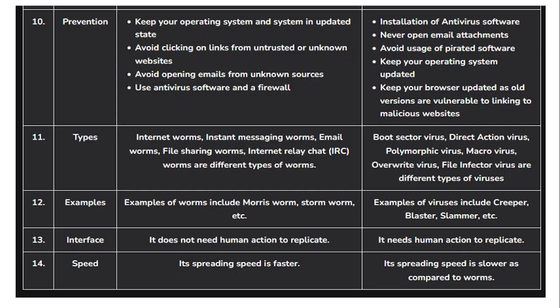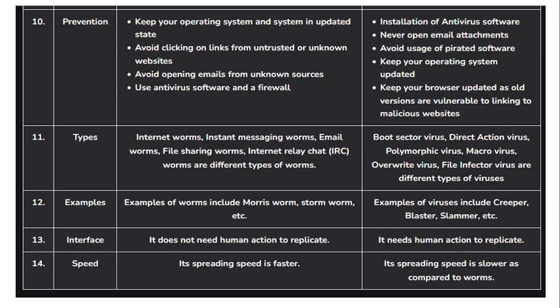So you have internet worms, instant messaging worms, email worms, file sharing worms, and internet relay chat worms. Okay, in the case of virus, you have boot sector virus, direct action virus, polymorphic virus, macro virus, override virus, and file infector viruses. Depending on the task they perform, we name the worms and viruses. Now, examples of worms include Morris worm and storm worm. Examples of virus include Creeper, Blaster, and Slammer.